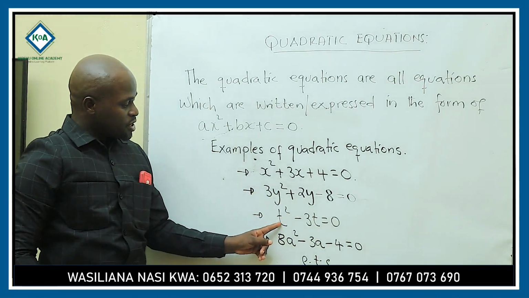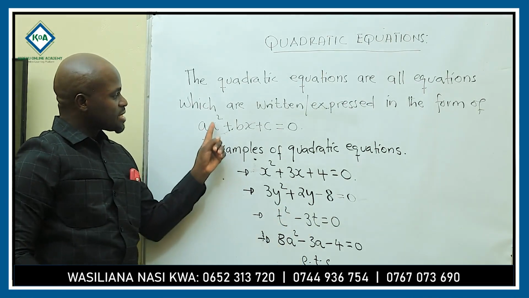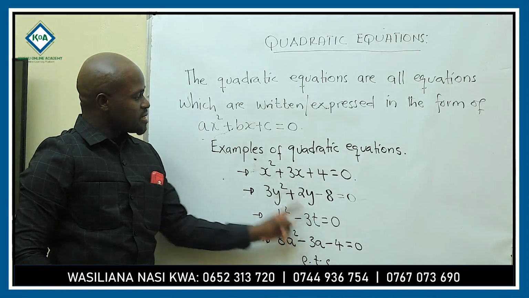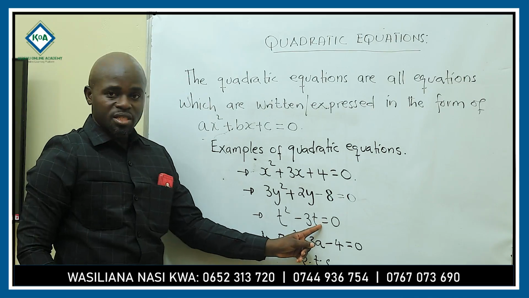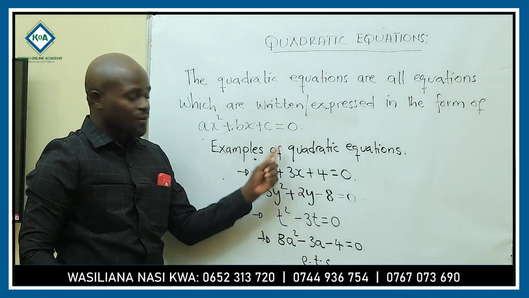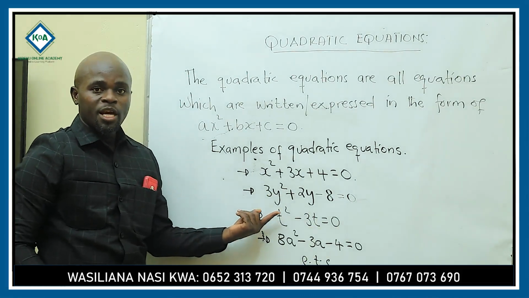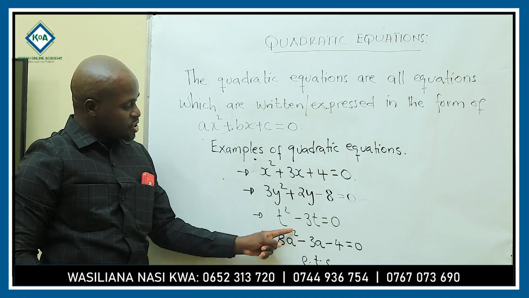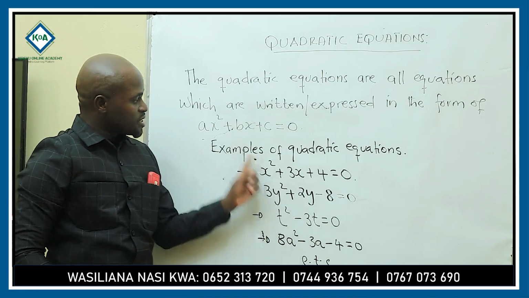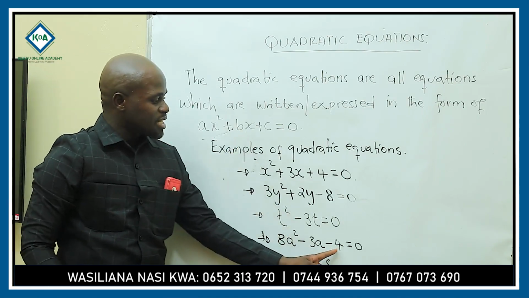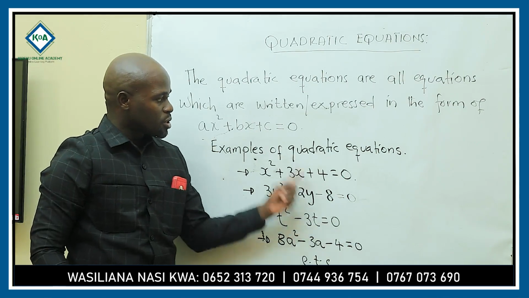But also we have t squared minus 3t. Look here. t squared is the same as ax squared, minus 3t is the same as bx, plus c. Here there is no c, so it means our c is 0, is equal to 0. So also this is a quadratic equation. And also we have 8a squared, the same as ax squared, minus 3a the same as plus bx, minus 4 the same as c. So our c here is negative 4, is equal to 0.